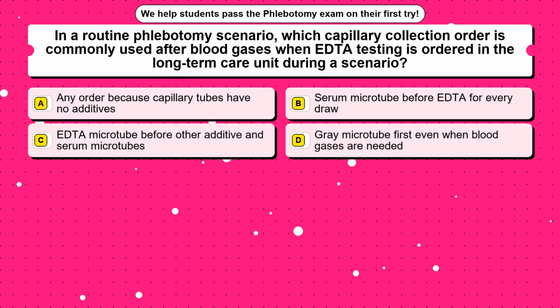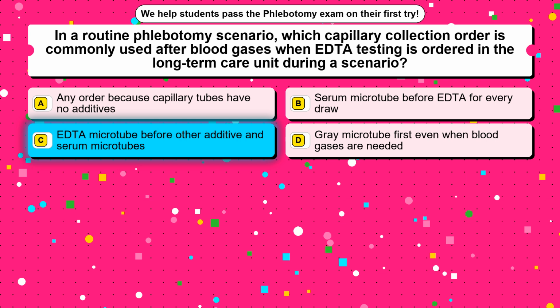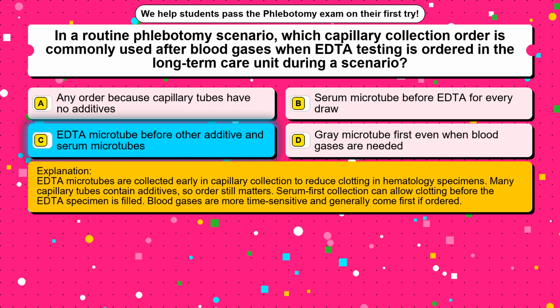The correct answer is option C, EDTA microtube before other additive and serum microtubes. EDTA microtubes are collected early in capillary collection to reduce clotting in hematology specimens. Many capillary tubes contain additives, so order still matters. Serum first collection can allow clotting before the EDTA specimen is filled. Blood gases are more time sensitive and generally come first if ordered.